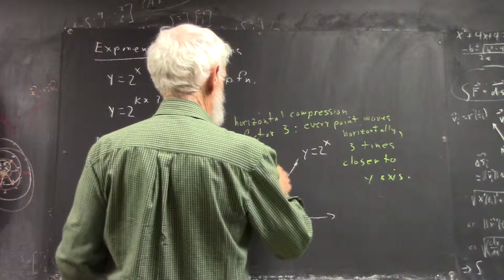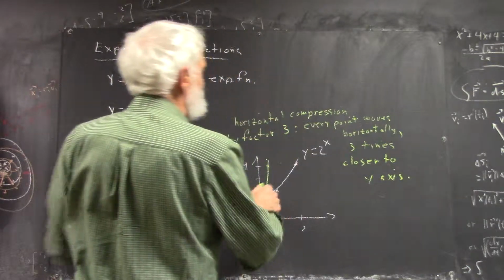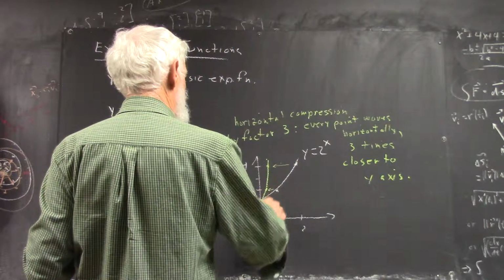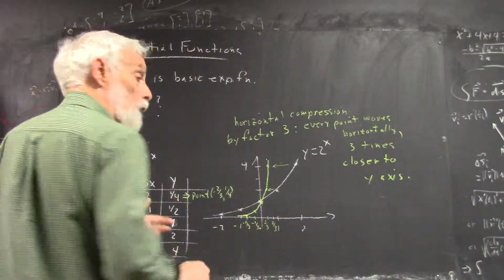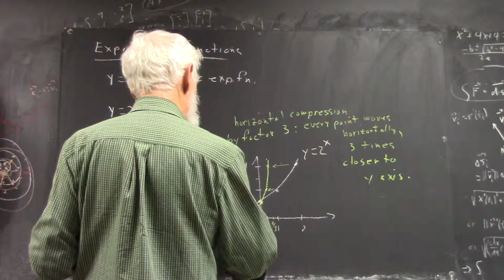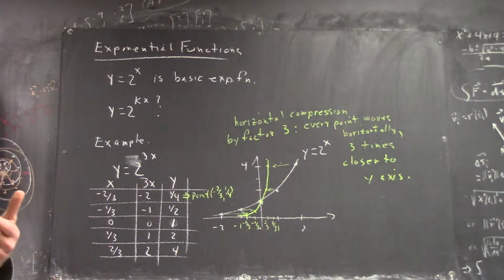Now, I'm not sure I did this. This looks like it moves, let's see, 1, 2, 3. Yeah, this one should be a little further out, but you get the idea. This point moves to here. This point moves to here. This point's on the y-axis. It doesn't have to move. This point moves to here. This point moves to here. Make sense?